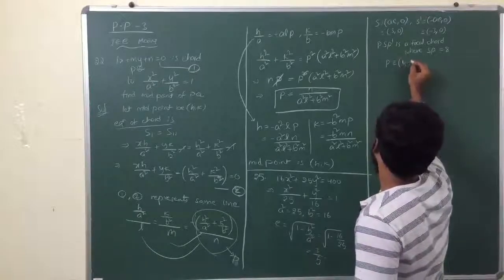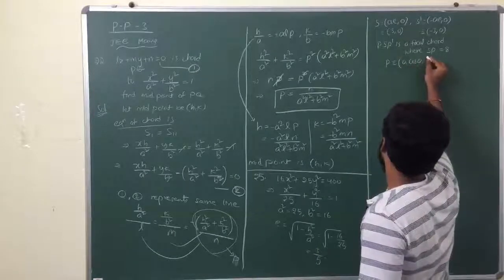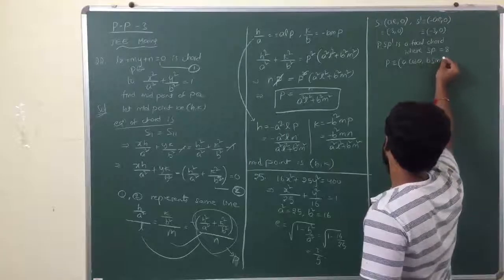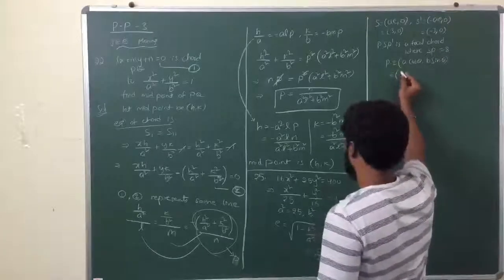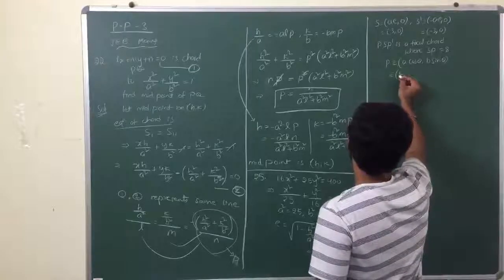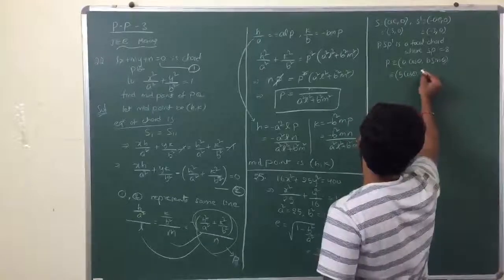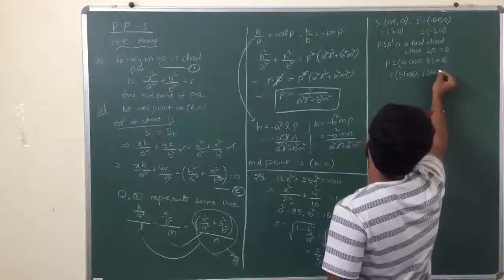Let the point P be a cos theta comma b sin theta. A is 5. So 5 cos theta comma 3 sin theta.